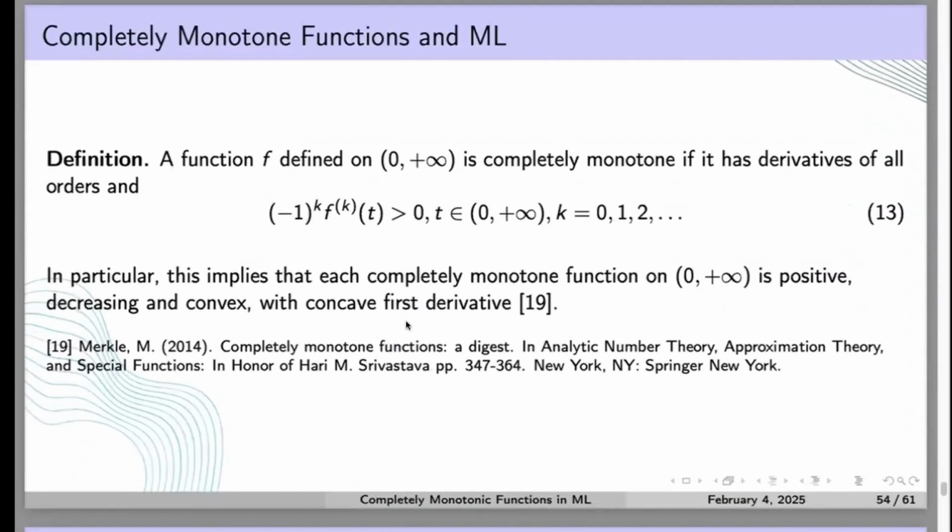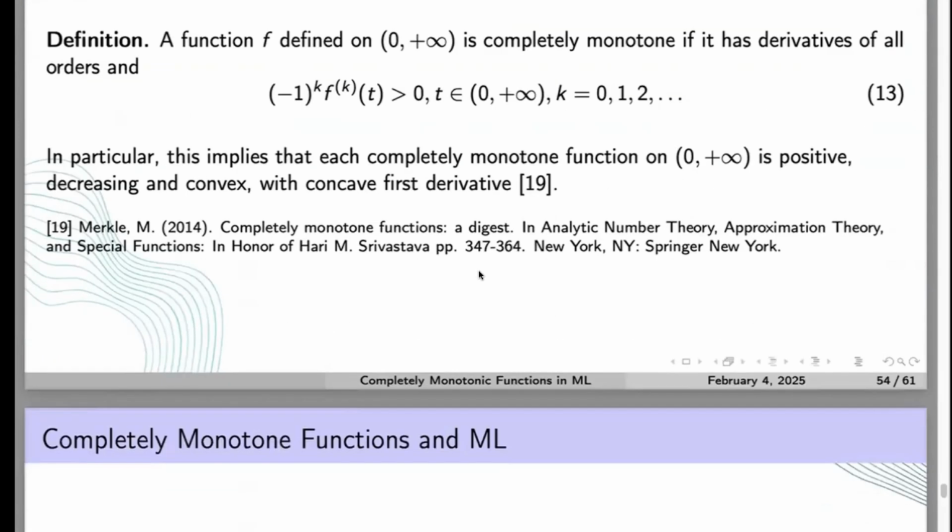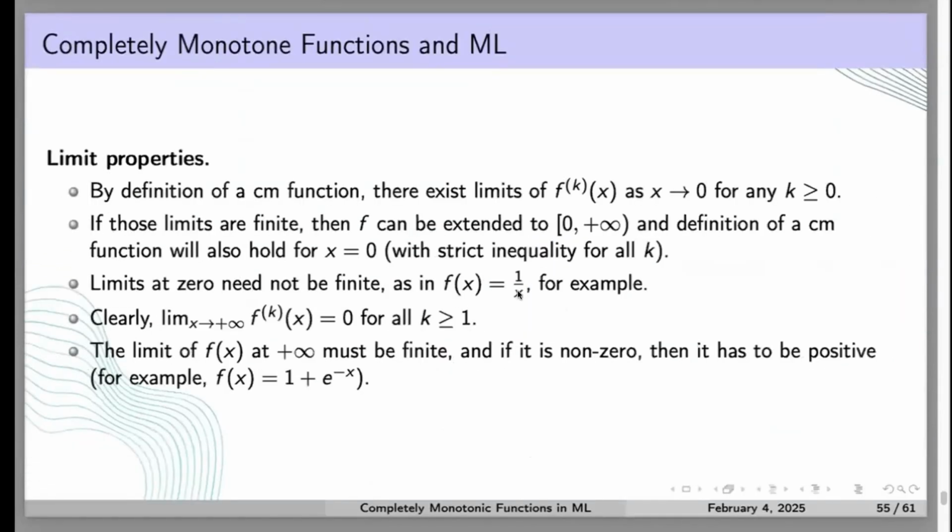Definition of a completely monotone function: if f defined on zero to infinity is completely monotone, it has derivatives of all orders which satisfy this inequality. And these are some limit properties which also help completely monotone functions to be appropriate kernel functions.